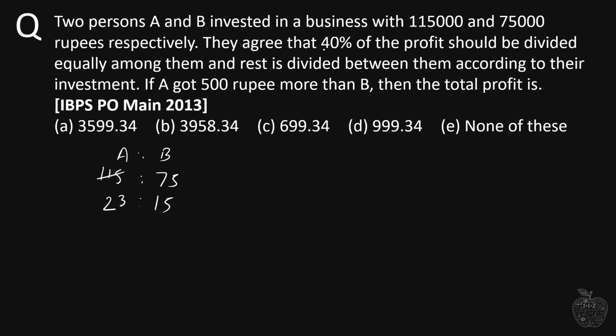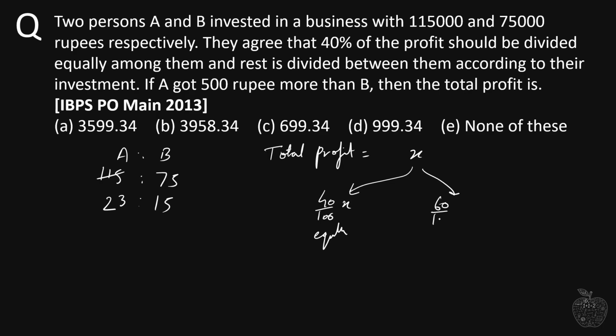They agreed that 40% of the profit should be divided equally among them and the rest is divided according to their investment. So first of all, let's say that the total profit here is X. What they agreed is that 40% of this X will be divided equally. So what is remaining here? 100 minus 40, 60% of X is remaining. And this will be divided among them according to their investment, and their investment ratio is 23 is to 15. So this 60% of X will be divided among A and B in the ratio of 23 is to 15.